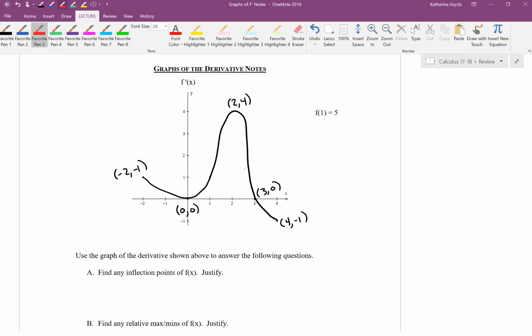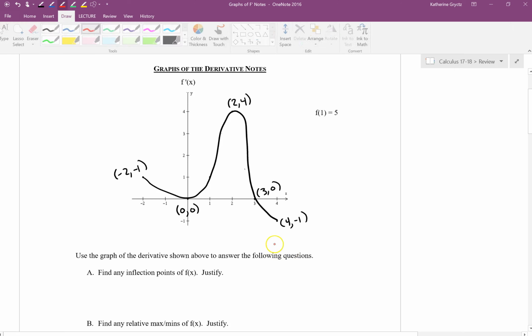Okay, so I'm going to go over the graphs of the derivative notes with you, and so we'll start on this first page. There's two examples here, but we'll start with that first one. The AP test usually gives you a little bit better of a paragraph here, and they don't put this information floating around up there, but it's there for me.